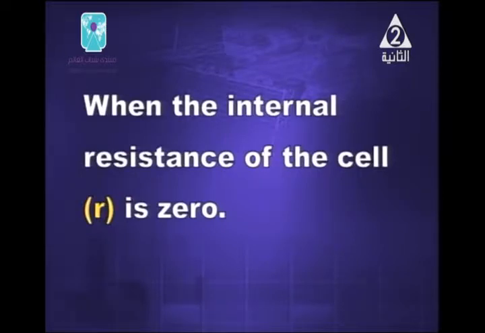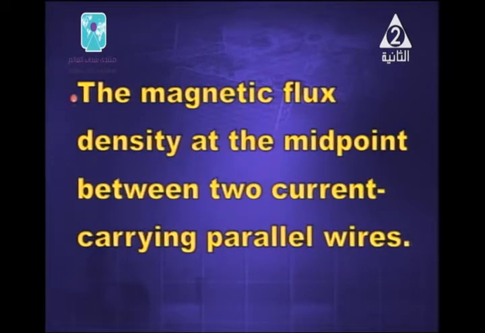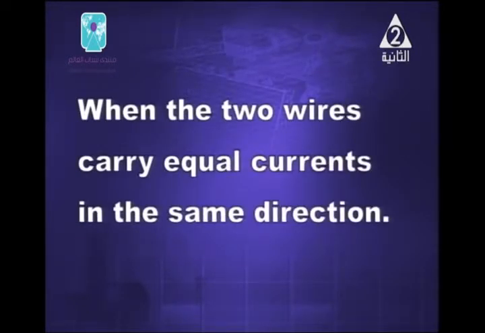Another item of the same question, when does the magnetic flux density at the midpoint between two current carrying parallel straight wires equal 0? It happens when the two wires carry equal currents in the same direction. So they should carry equal currents in the same direction.